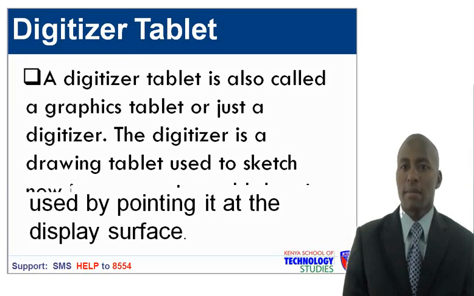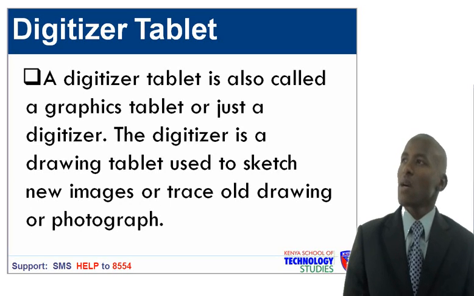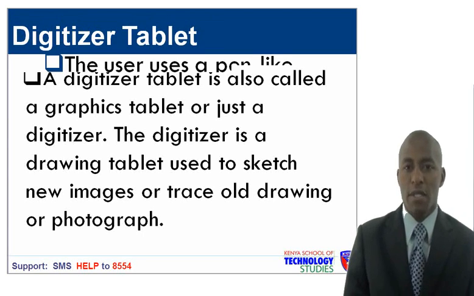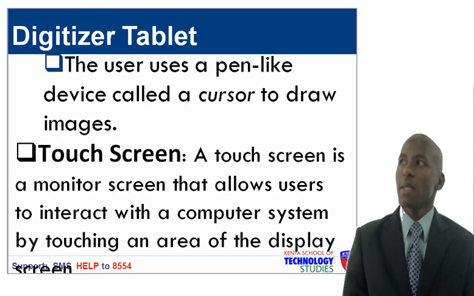especially on a screen. Let us now look at a digitizer tablet. A digitizer tablet is also called a graphic tablet or just a digitizer. The digitizer is a drawing tablet used to sketch new images or trace old drawings or photographs. The user uses a pen-like device called a cursor to draw images.